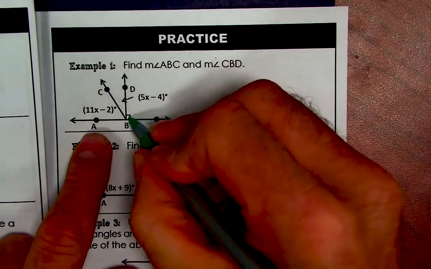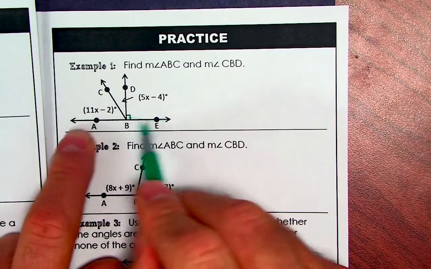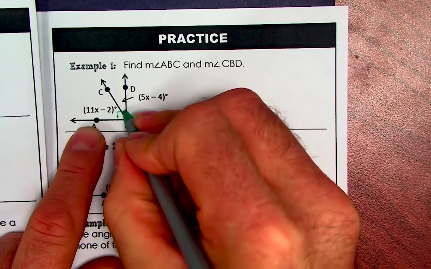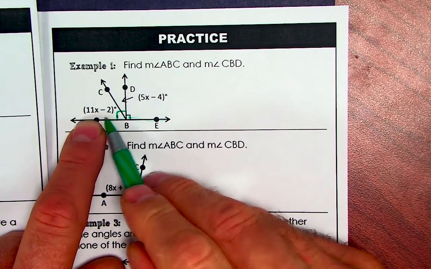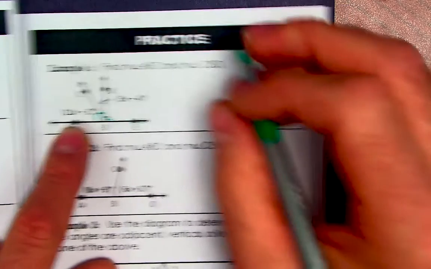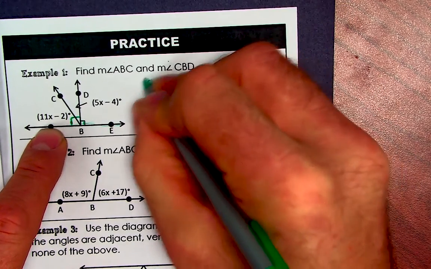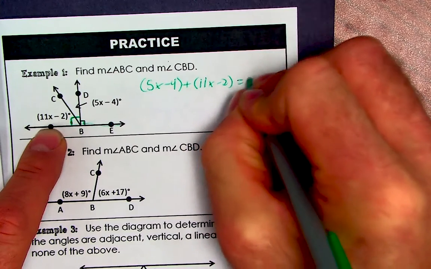We have a 90-degree angle on a straight line, right? So that means the whole thing is 180. This part is 90. That means the remaining part is also 90. So 11x minus 2 and 5x minus 4 are complementary. Together they make 90 degrees. So we can write that. 5x minus 4 plus 11x minus 2 is equal to 90 degrees.